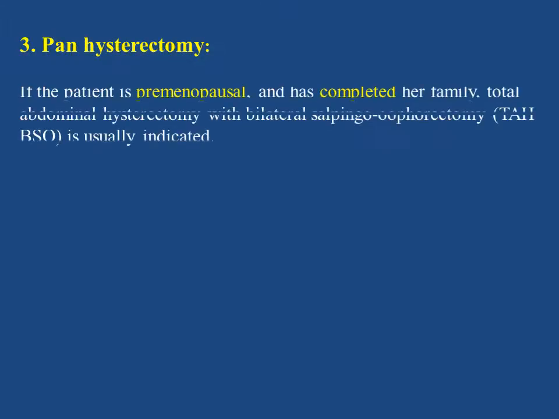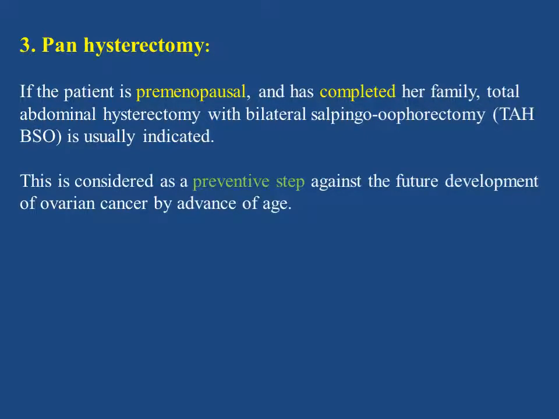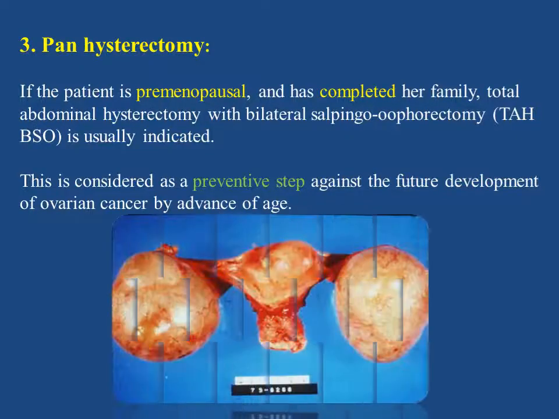Then panhysterectomy. If my patient is perimenopausal and she completed her family, I can go for total abdominal hysterectomy and bilateral salpingo-oophorectomy. They consider it as a preventive step against the future development of ovarian cancer.